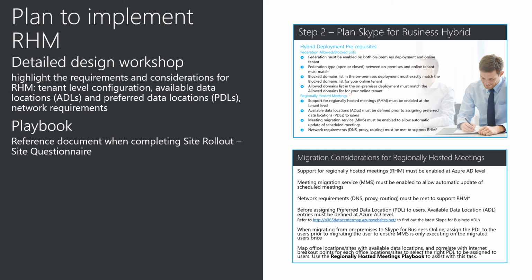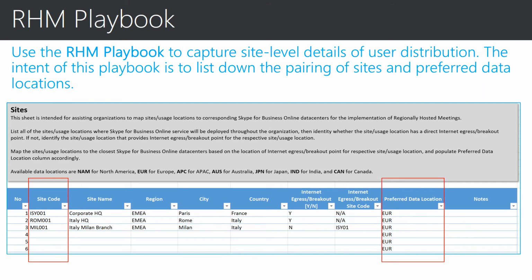You will also need to work on the regionally hosted meeting playbook to complete the design stage of plan phase. And this playbook will serve as a reference document for you to complete the site rollout site questionnaire document in the deliver phase. The RHM playbook is used to capture site-level details of user distribution.